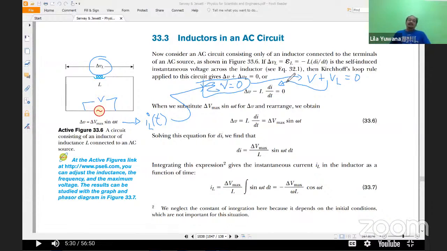You can learn from this equation: V equals delta V because it's just a symbol. And then VL here is the inductance that we have learned from the previous meeting. The inductance is the electromotive force caused by the inductance, minus L dI/dt.